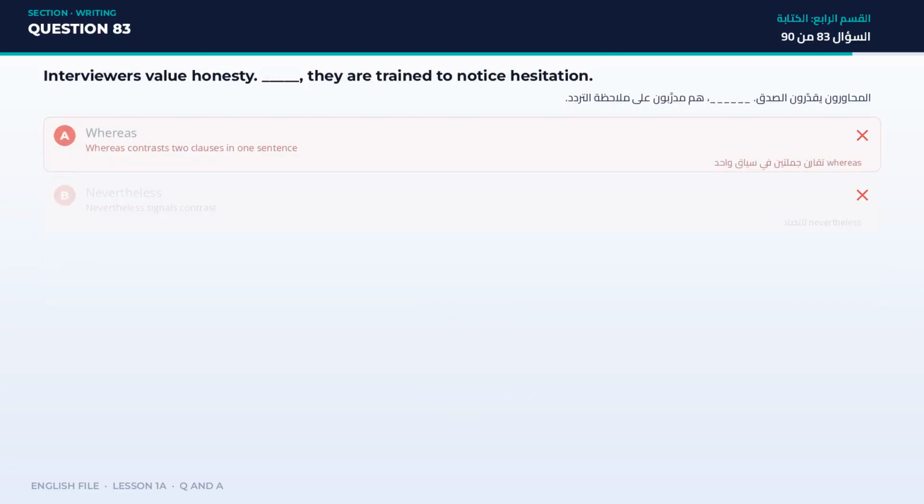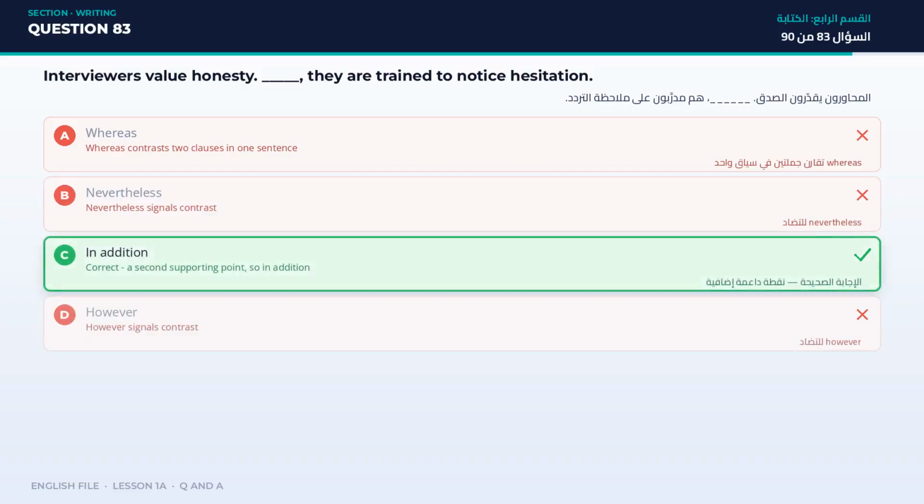In addition, a second supporting point, so in addition. Not A, whereas contrasts two clauses in one sentence. B, nevertheless signals contrast. D, however, signals contrast.